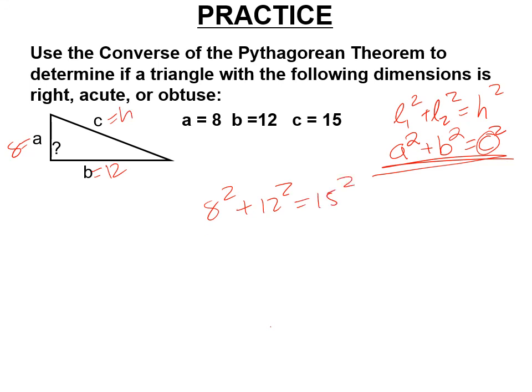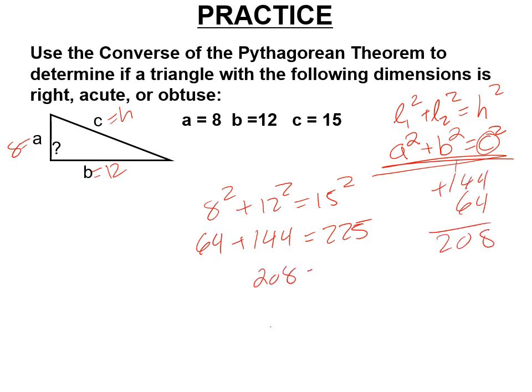So 8 squared is 64. 12 squared is 144. 15 squared is 225. 64 plus 144, I'm getting 208. 208 equals 225. That is no good. All right, so it's not a right triangle. It's less than. So the less than, which one does that go with? Go back and look at your notes. Yeah, it's obtuse for less than.